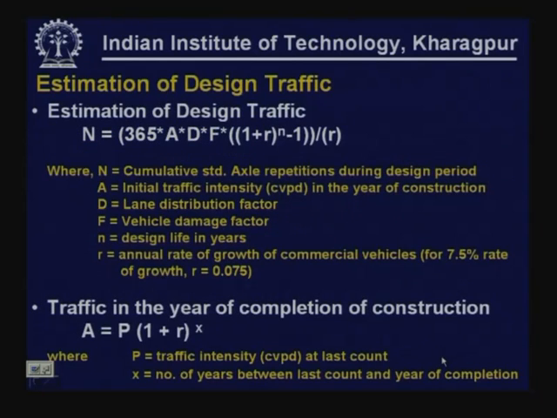L is the lane distribution factor, F is the vehicle damage factor, N is the design life in years, R is the annual rate of growth of commercial vehicles assumed to be 7.5% in the absence of any data. The traffic in the year of completion of construction, that is A, can be estimated if you know the present traffic intensity at the last count, and also the number of years between the last count and year of construction, that is X, using this expression.